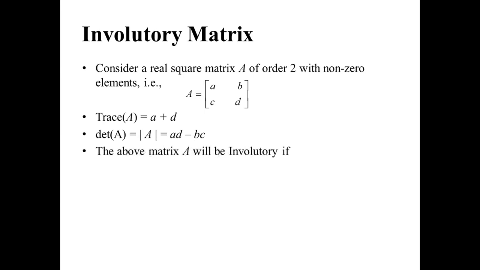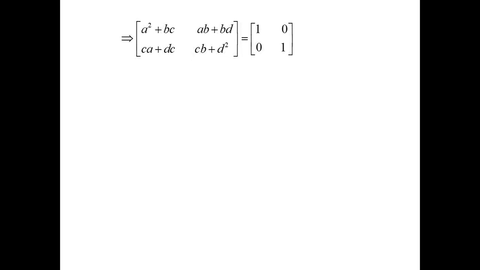This matrix will be involutory if it satisfies the condition A square equals I. Now substitute the value of A. We have this matrix equation. On simplifying it, we get this matrix equation. Now, these two matrices are equal if and only if a square plus bc equals 1, ab plus bd equals 0, ca plus dc equals 0, and cb plus d square equals 1. So from here we have four equations.